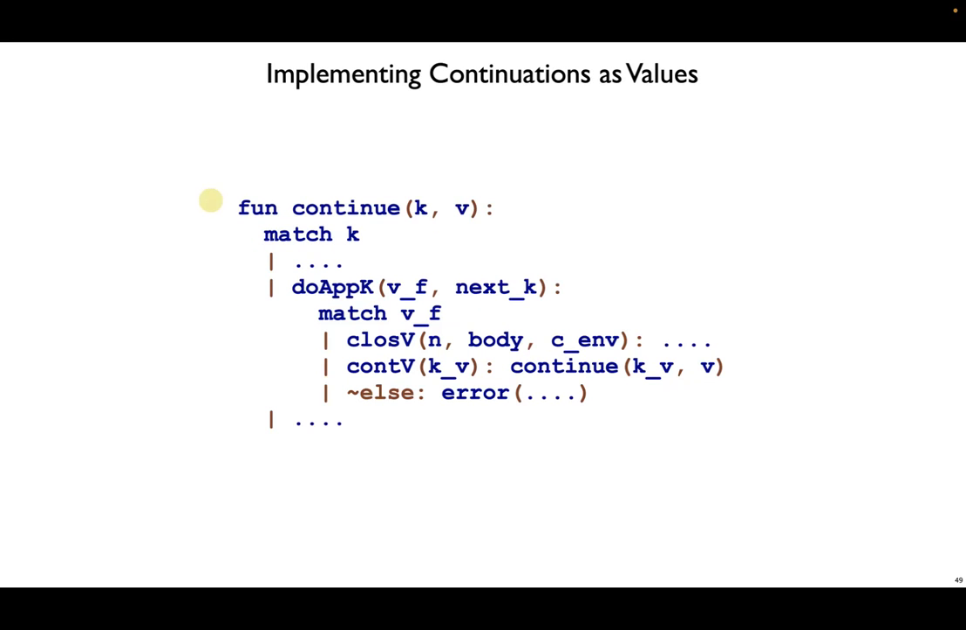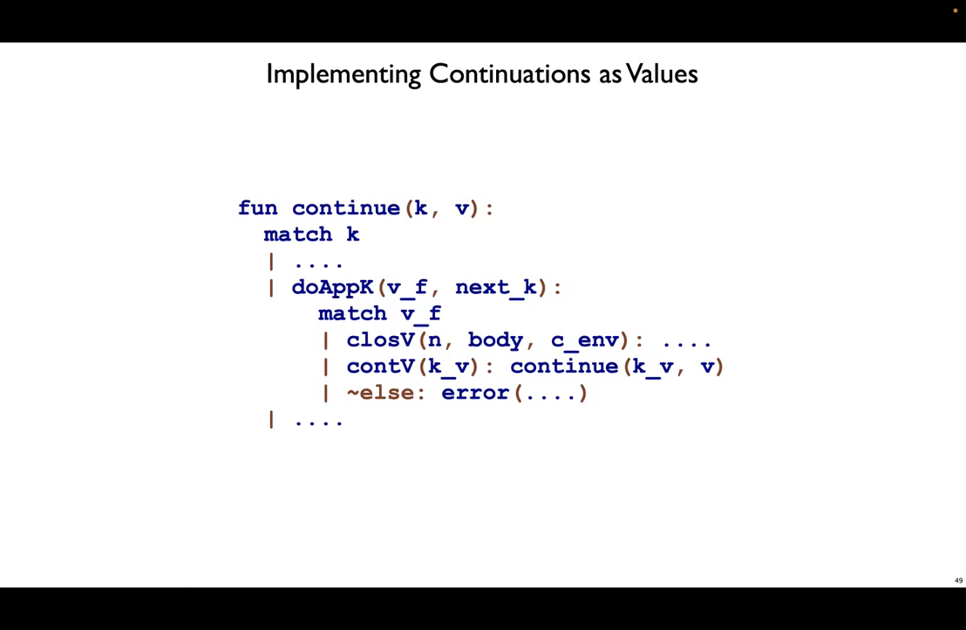Over here inside the continue function, we can see that. So we have, in our application case, our match now has two clauses. One if we're applying a closure, and the second if we're applying a continuation. If we're applying a continuation, then we continue on with kv, the continuation inside of our cont_v value. And we ignore the current continuation next k.